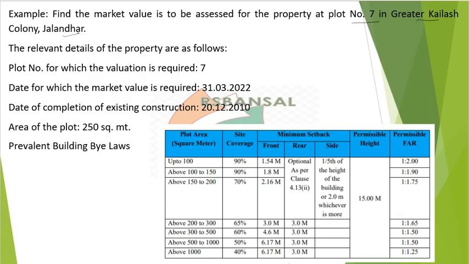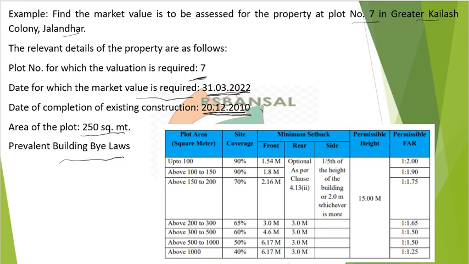Plot number 7, for which the valuation is required, that is 7. Date for which market value is required, 31st March 2022. Date of completion of existing construction, it was constructed on 20th December 2010. Area of the plot is 250 square meter. Prevailing bylaws, these are the prevailing bylaws of the area.